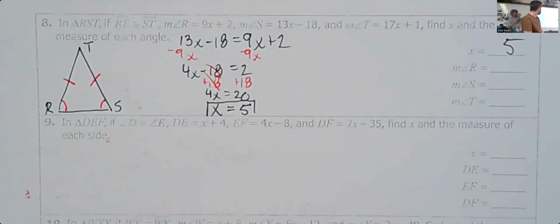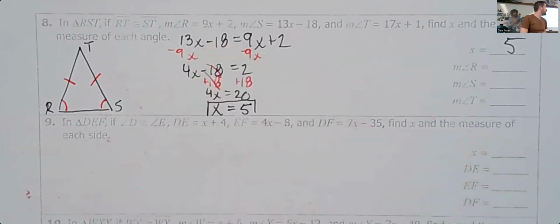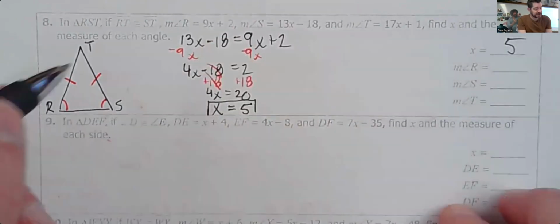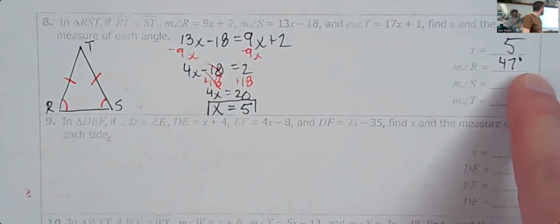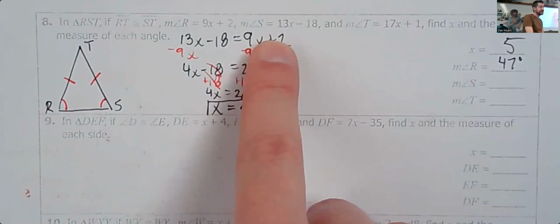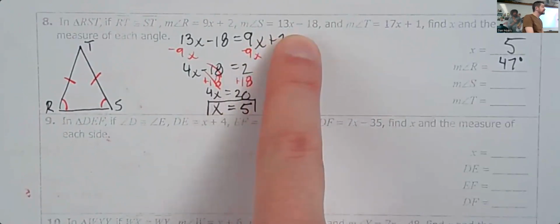All right, now plug x back into all 3 angles. Once you have x, plug it in. What's 9 times 5? 45. What's 45 plus 2? 47. So the measure of angle R is 47 degrees. Now, that is one of the 2 congruent angles. So when we plug 5 in for x for S, we should get the same number when we do the math. So let's see, 5 times 13 is 65. 65 minus 8.